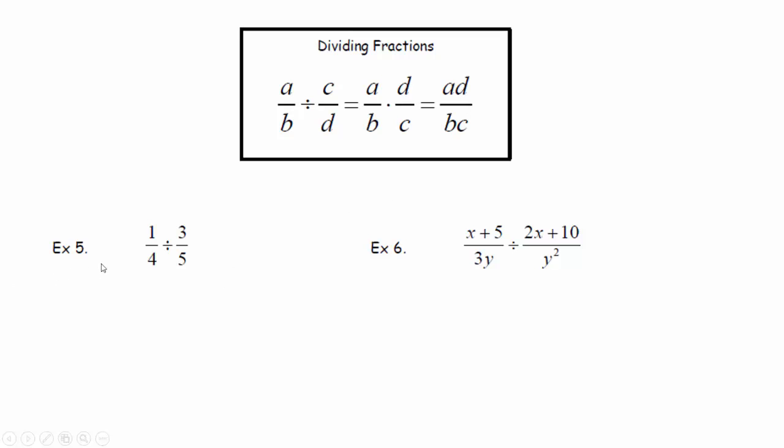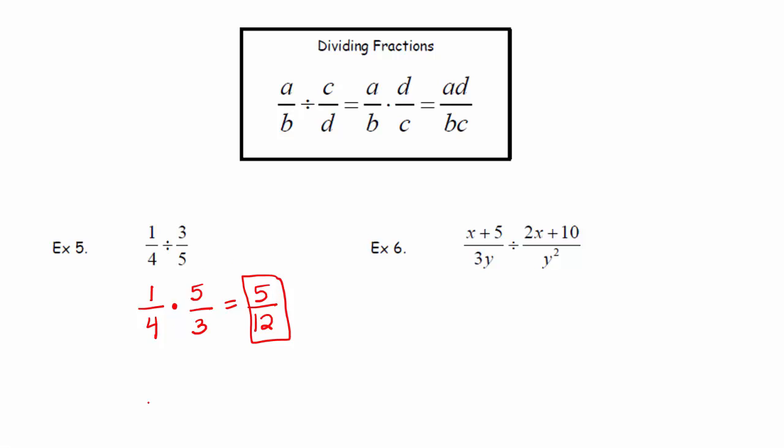So let's try these. In example 5, we are going to keep the first fraction, change the division to multiplication, and flip that second fraction. I call it keep, change, flip. Keep it the same, change this to multiplication, and flip that to the reciprocal. To multiply those, we're going to just multiply across the top, so we get 5. Multiply those denominators, we get 12. Done. Don't need to worry about any restrictions. There were no variables in this problem.